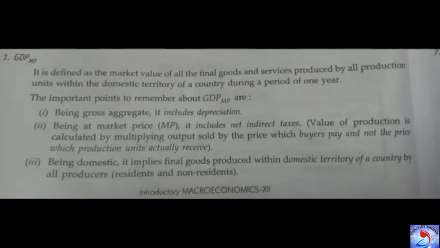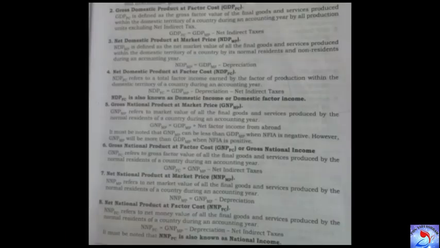Here GDP at market price is defined as the market value of all final goods and services produced by all production units within the domestic territory of a country during a period of one year. It includes depreciation and net indirect tax, and it is the income of residents and non-residents. Gross domestic product at factor cost: the formula is GDP at factor cost is equal to GDP at market price minus net indirect tax.